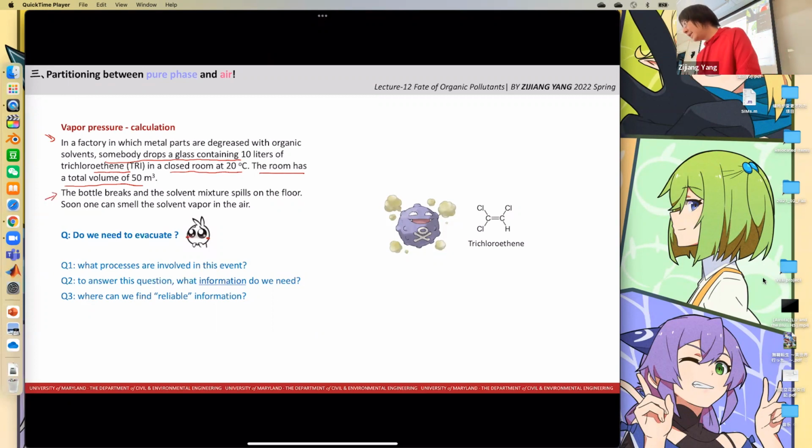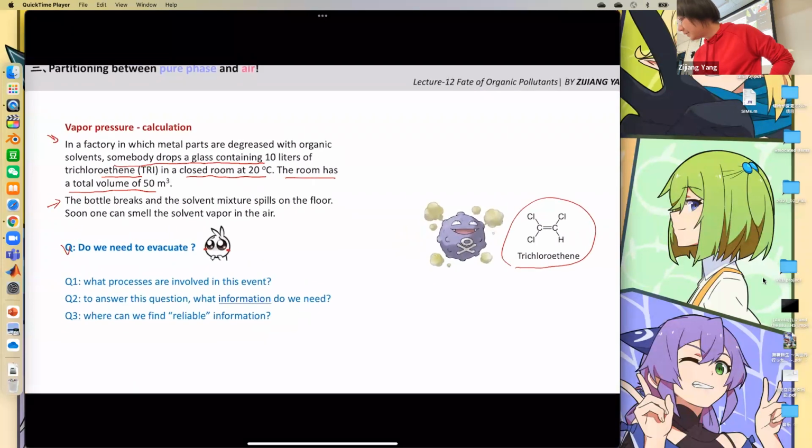But some rooms do not have that ventilation system. And the bottle breaks, and the solvent spills on the floor, and soon one can smell the solvent vapor in the air. And here is the chemical structure of trichloroethylene. And now we want to know, do we need to evacuate the people in the room? To answer this question, we can split it into several small questions. So the first one is, what processes are involved in this event? Do you guys have any ideas?